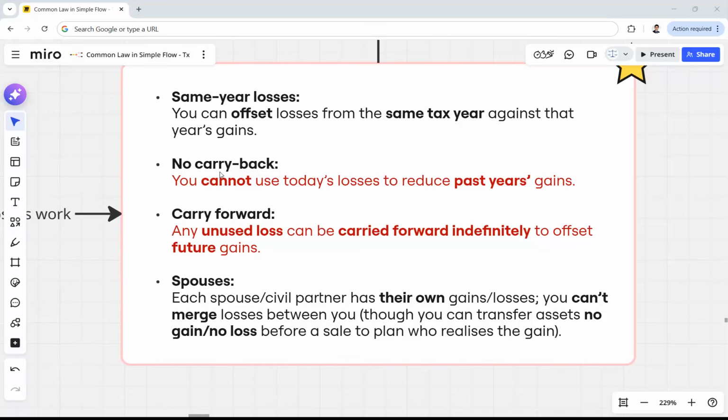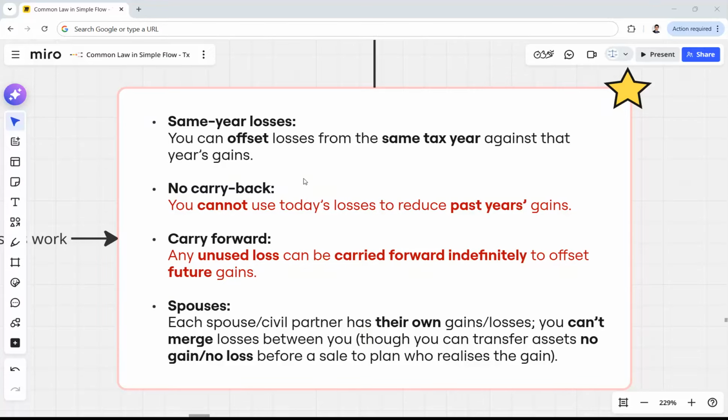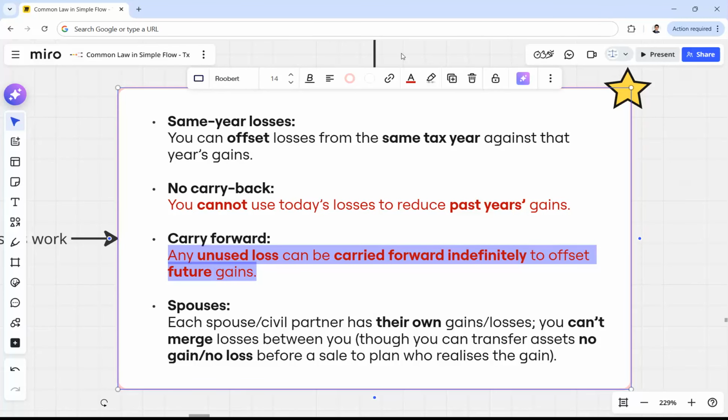Same year losses. You can offset losses from the same year against that year's gains. So if you had £10,000 losses and you then later had £10,000 gains, then you can offset them and you will have zero eventually. No carry back. You cannot use today's losses to reduce past year's gains. Carry forward. Any unused loss can be carried forward indefinitely to offset future gains.